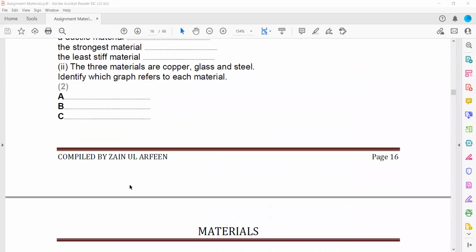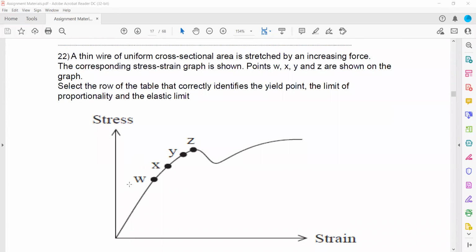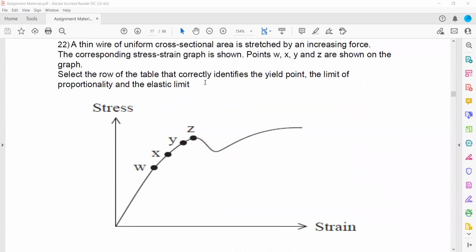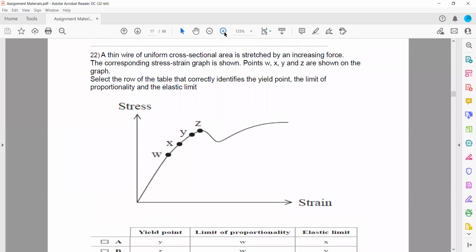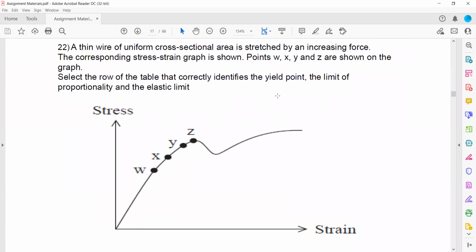Next is 22. A thin wire of a uniform cross-sectional area is stretched by increasing the force. The corresponding stress-strain graph is there. Select the row which correctly describes and identifies the yield point, the limit of proportionality, and the elastic limit.